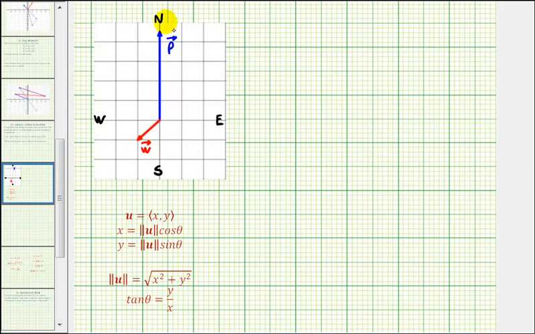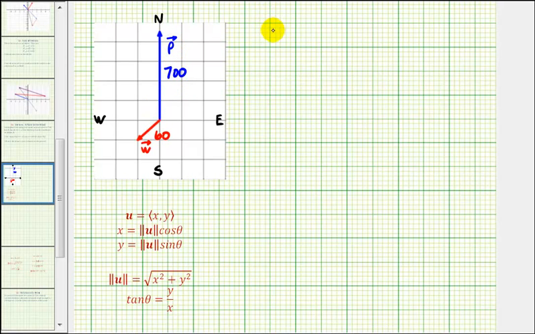So the blue vector represents the speed and direction of the plane. And since it's going 700 kilometers per hour due north, the magnitude of this vector is 700. The wind is blowing out of the northeast, so it's blowing in the direction of southwest, so the magnitude of the red vector would be 60. Our ultimate goal here is to add these two vectors together, then determine the direction and magnitude of that vector. To add these two vectors, we want them both in component form.